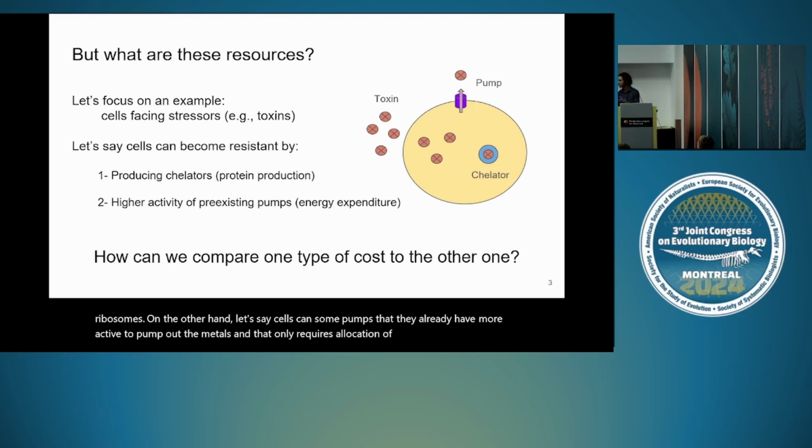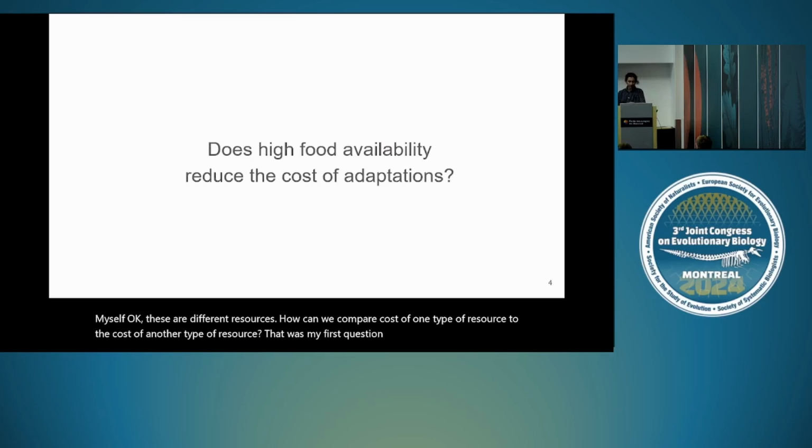So then I asked myself, okay, these are different resources. How can we compare the cost of one type of resource to the cost of another type of resource? That was my first question. And then I also asked myself, okay, if the reason that there is a cost is that resources are limited, what happens if we give cells more food? Does that increase the cost of those adaptations or decrease the cost of those adaptations?